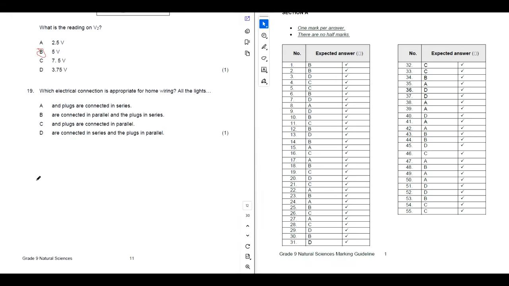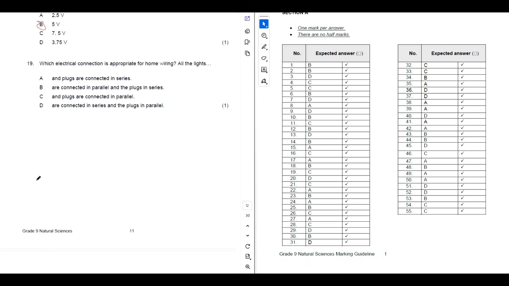Question 19 says, which electrical connection is appropriate for home wiring? We know that all the lights and plugs are connected in parallel. So our answer will be C.